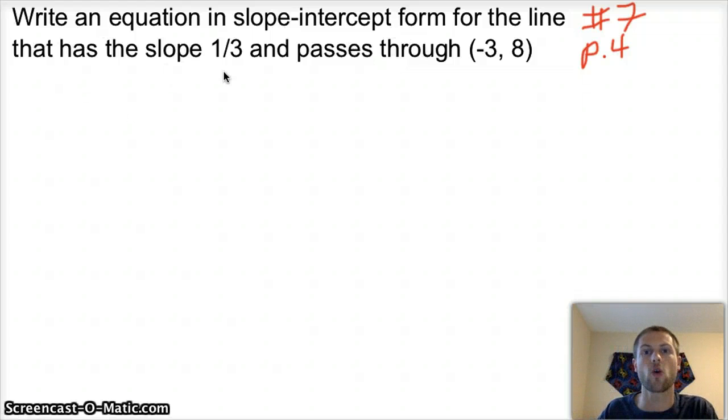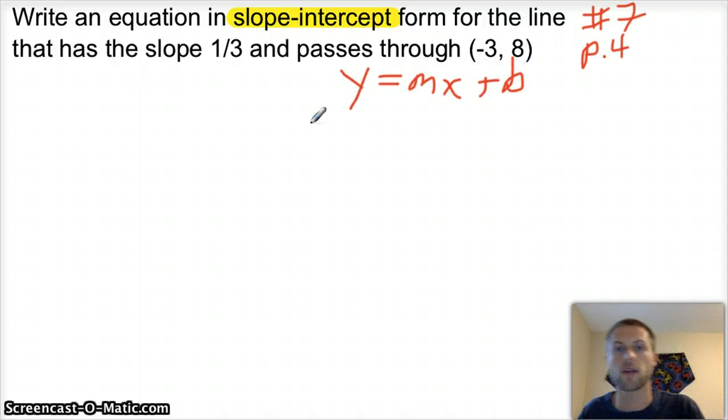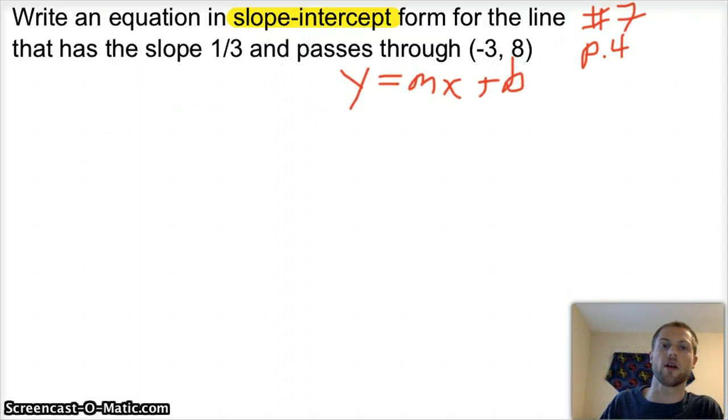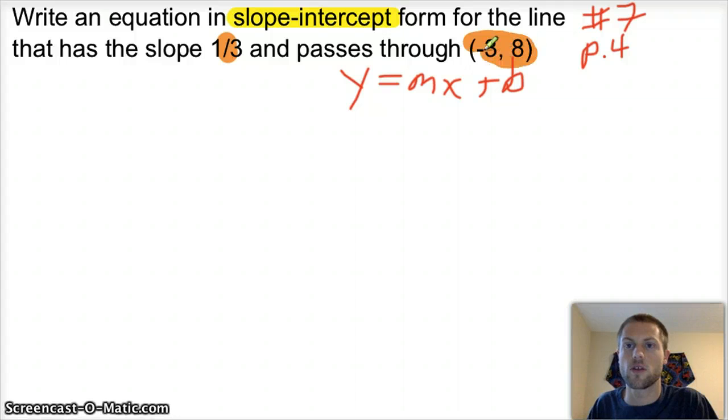We want to find an equation in slope-intercept form for the line that has a slope 1/3 and passes through (-3, 8). So some important bits of information. We want the slope-intercept form, so right off the bat we know that is y = mx + b form. That's what we want our final answer to look like. Other important bits of information: we have a slope of 1/3 and it passes through this point.